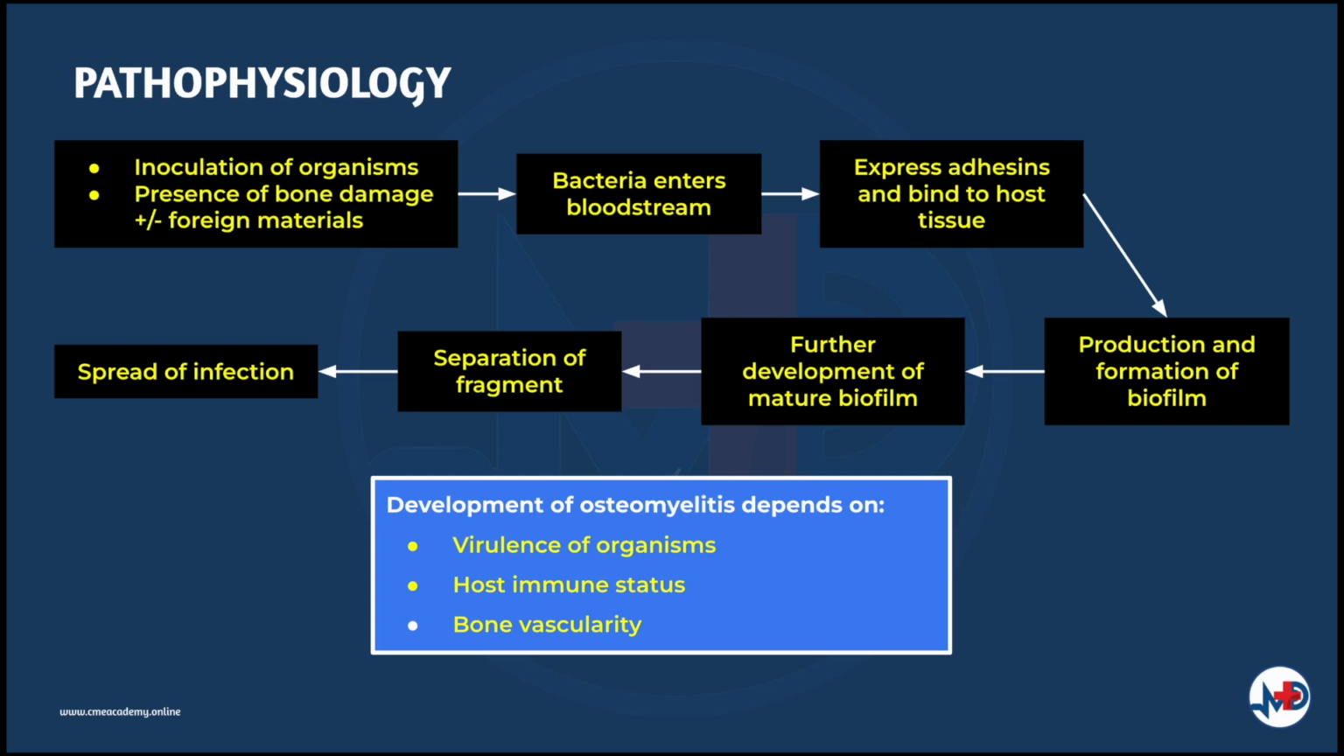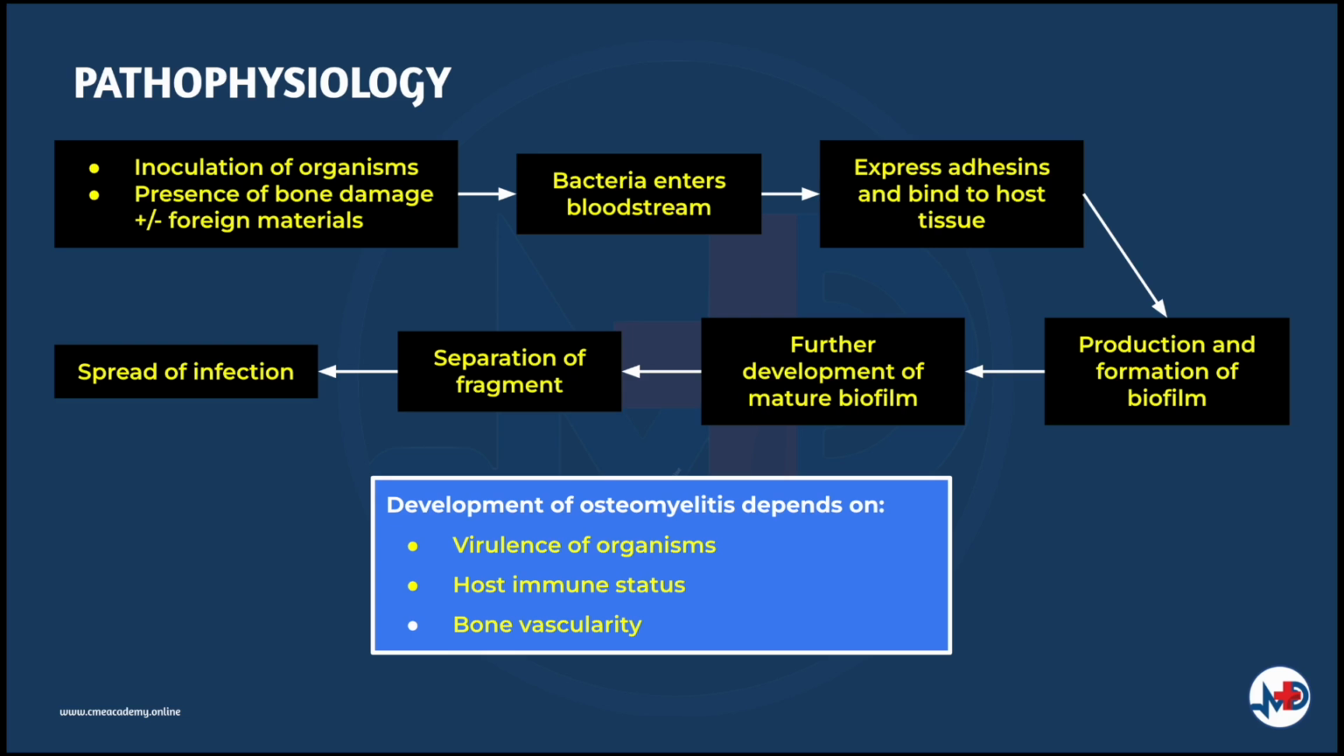When bacteria enter the bloodstream, they express adhesins and bind to proteins in host tissues. Polysaccharide extracellular matrix is produced, eventually forming biofilms. Sufficient organisms present in the biofilm undergo quorum sensing, causing further development of mature biofilm. This eventually causes separation of fragments of the biofilm and subsequently the spread of infection. The organisms in the biofilm enter a dormant state, and the glycocalyx protects the organisms from the host immune system.